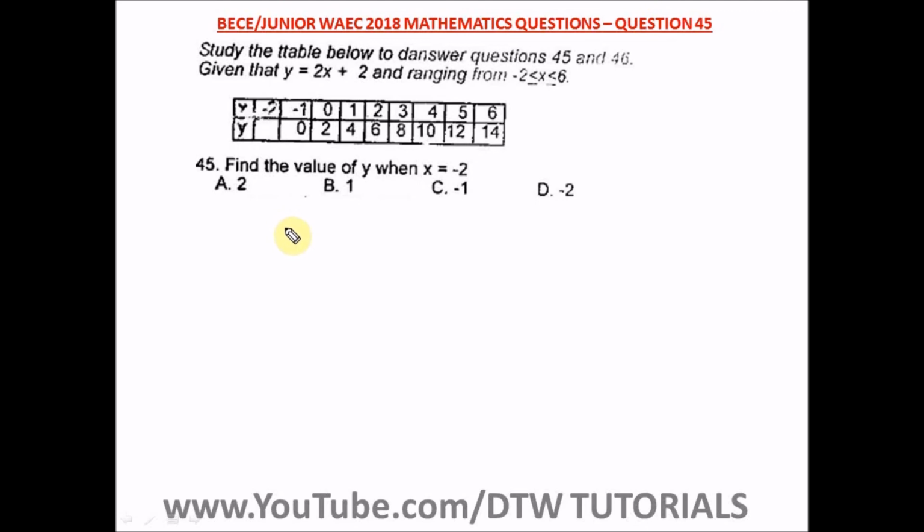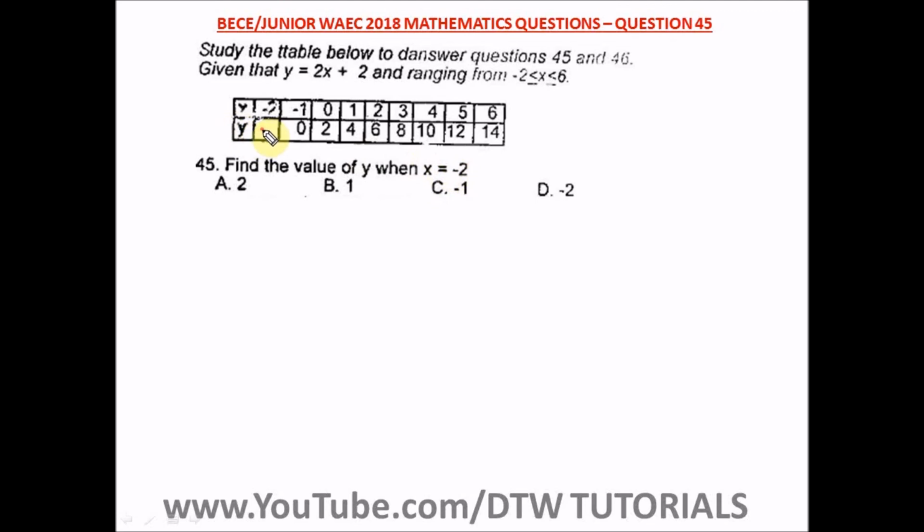That's your OBJ question 45. It says study the table below to answer questions 45 and 46, given that y is equal to 2x plus 2 and ranging from minus 2 less than or equal to x less than or equal to 6. Okay, now question 45 says find the value of y when x is equal to minus 2.